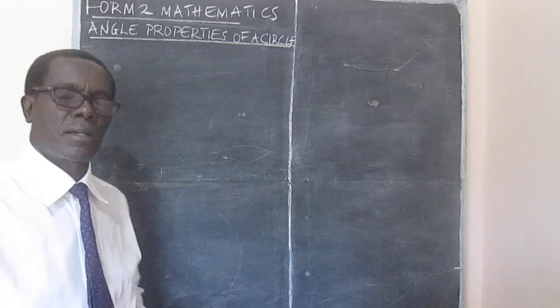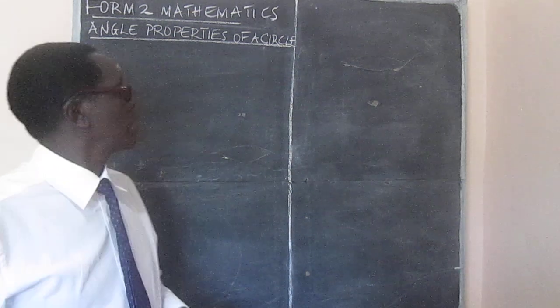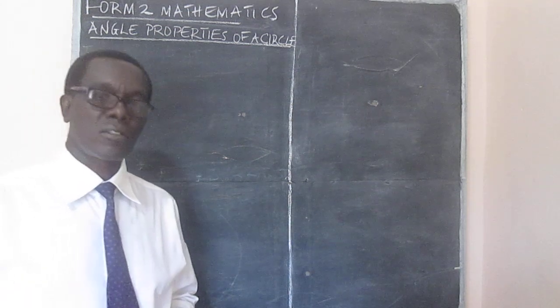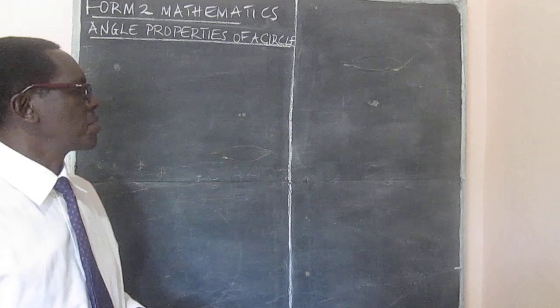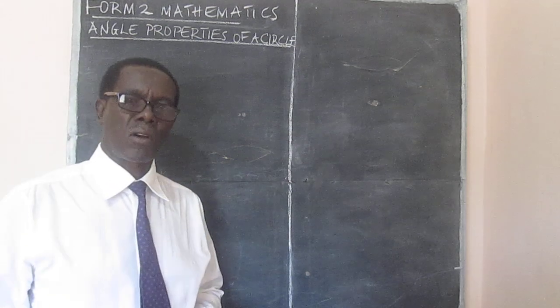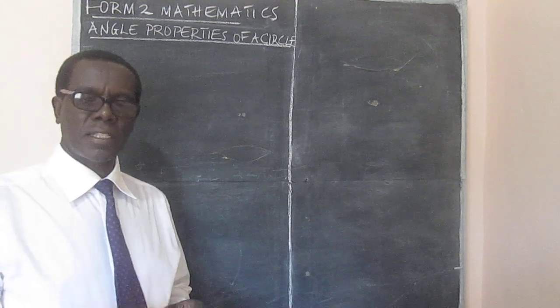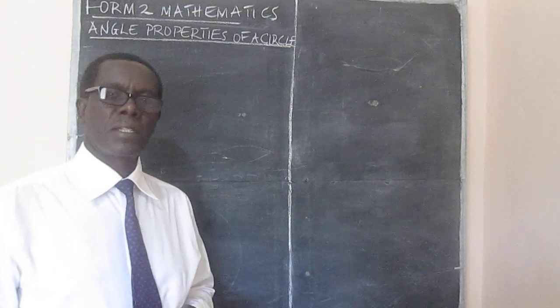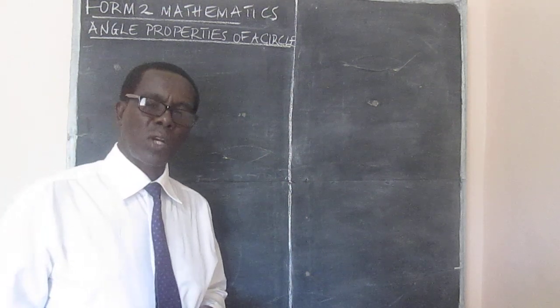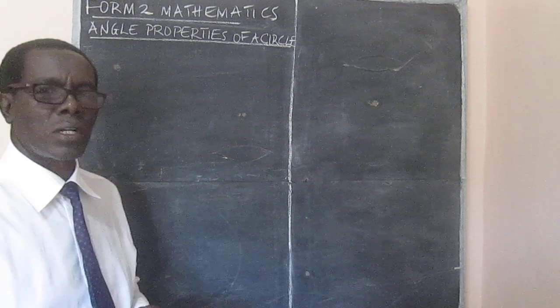In our lesson today, we are going to look at angle properties of a circle, which is a Form 2 topic. This lesson is a continuation of the last lesson where we looked at different theorems. Today we want to look at the cyclic quadrilateral.